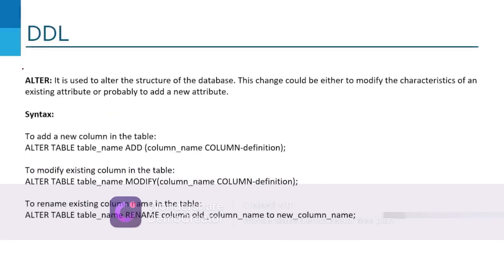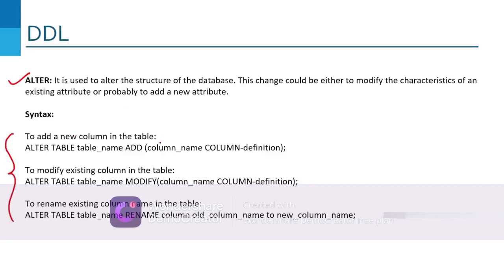Now let's come back to the alter. What is alter? It is used to alter the structure of the database. This change could be either to modify the characteristics of an existing attribute or probably to add a new attribute. So if you want to add something or to modify something, we use this. Now, these three are very important. Please understand it one by one.